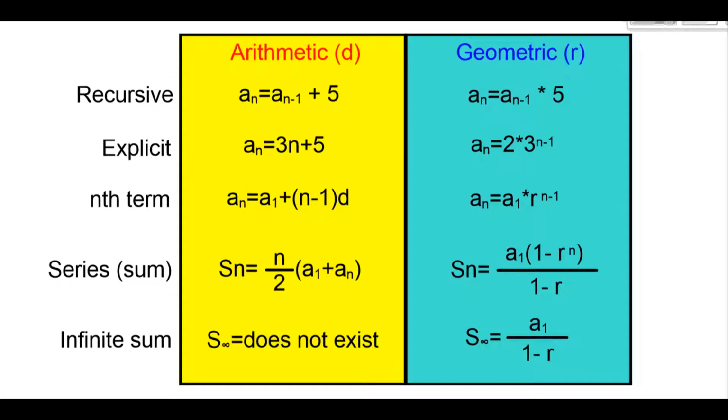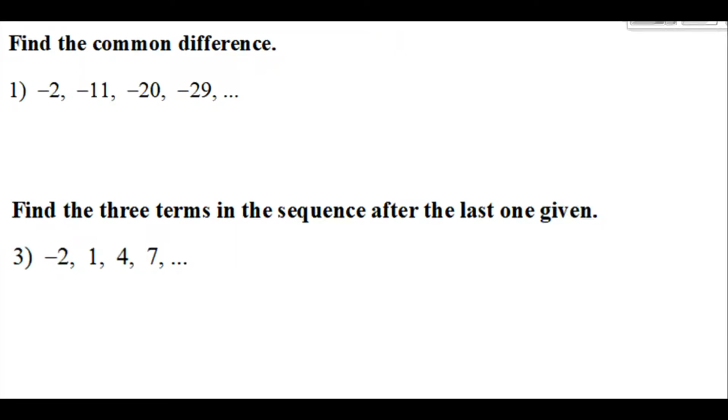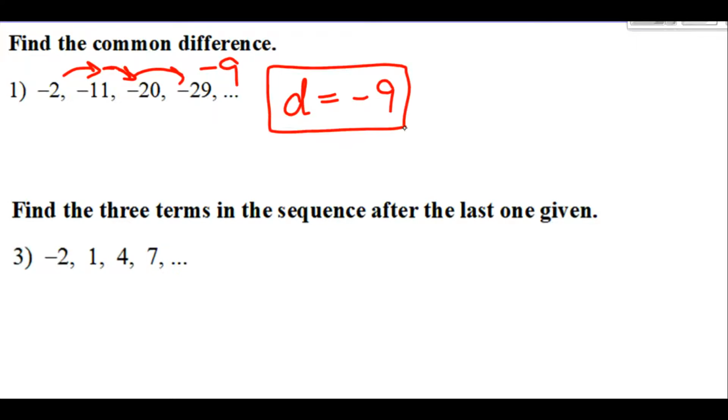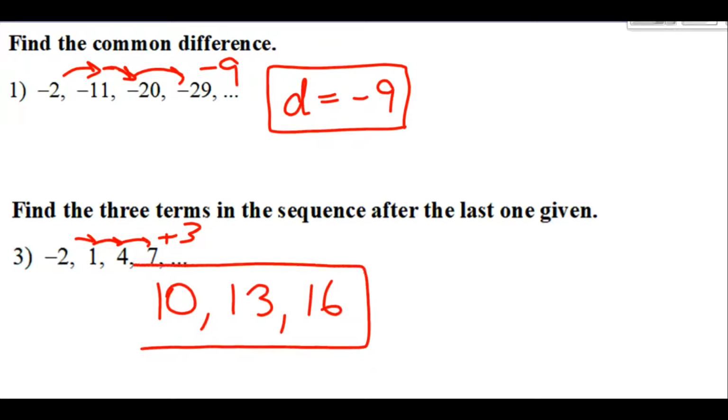All right, so let's see some examples. Find the common difference. So common difference just means how are we getting from the next term to the next term. Okay, it looks like we are subtracting 9, so the common difference is -9. Find the next 3 terms. Again, you want to kind of figure out what's happening. How do we get from number to number? +3. Looks like we're adding 3 to get to the next number, so then after 7 would be 10, and then 13, and then 16. +3, +3, +3.